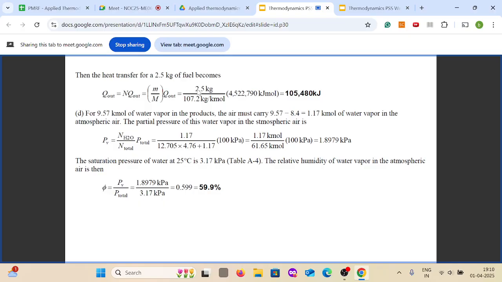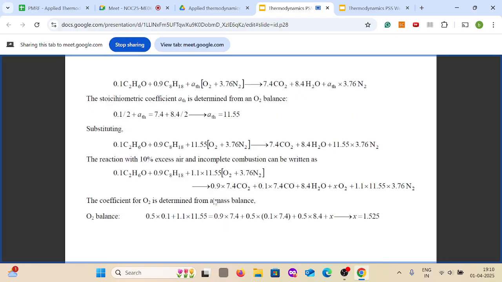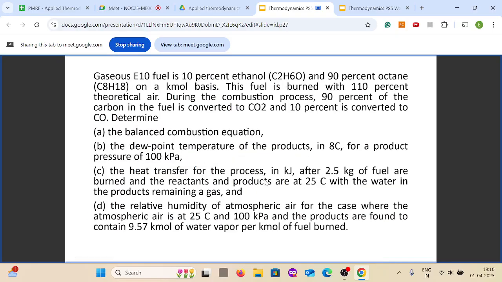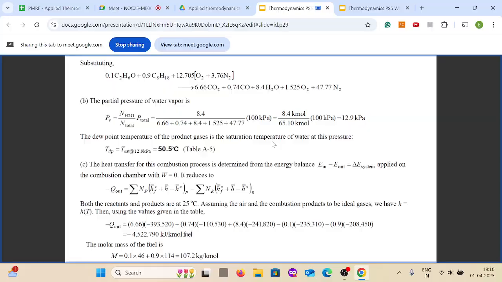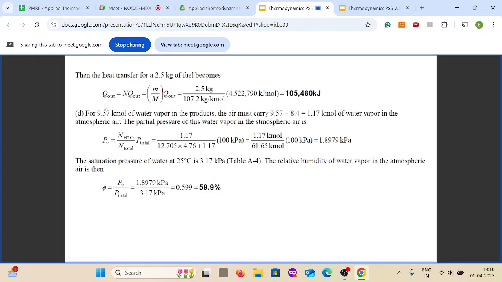Into your mass for 2.5 kg of fuel, which is given in the problem. So 2.5 into Q out divided by molar mass. So we will get 1,05,480 kilojoule. That is the heat which is transferred.